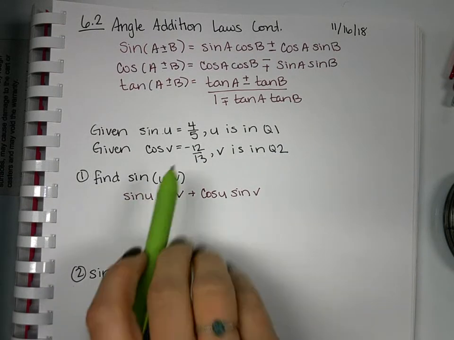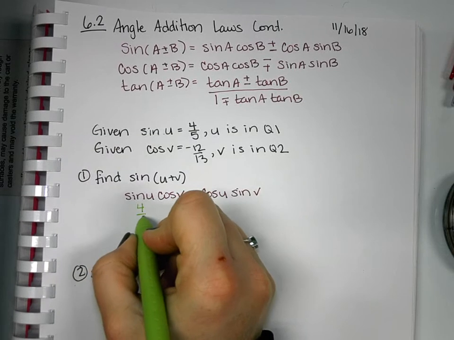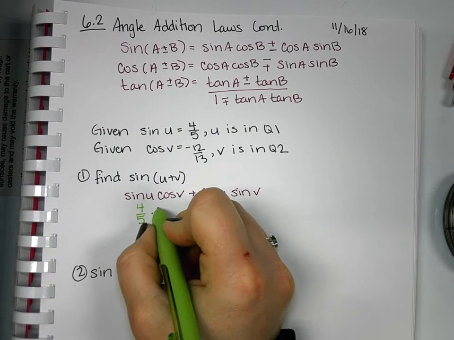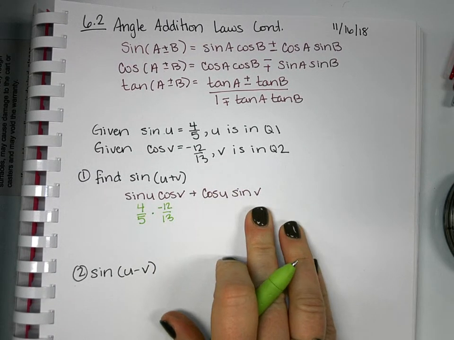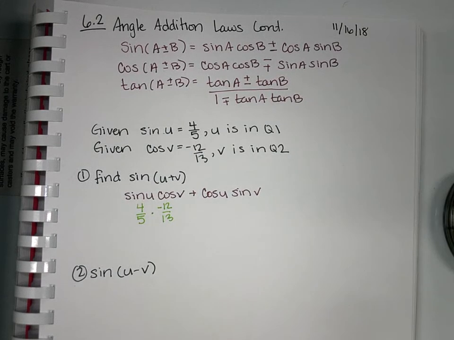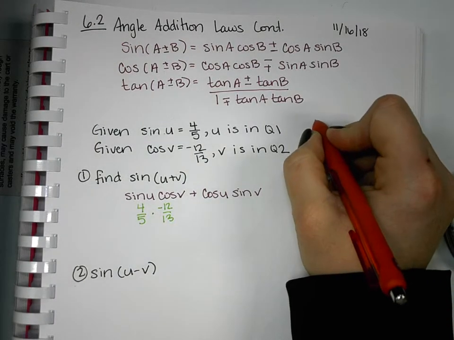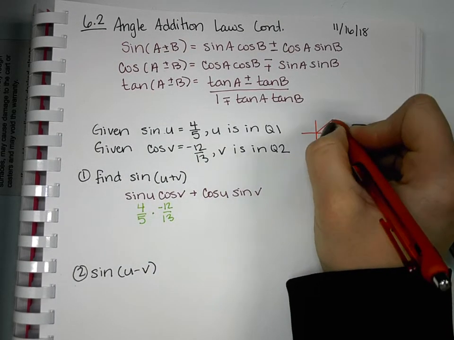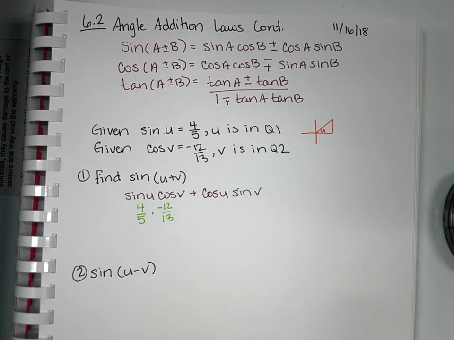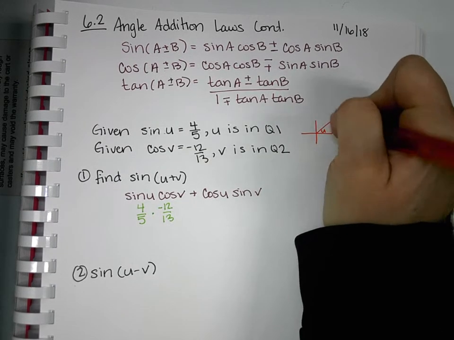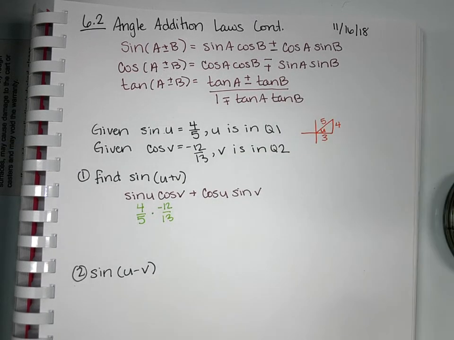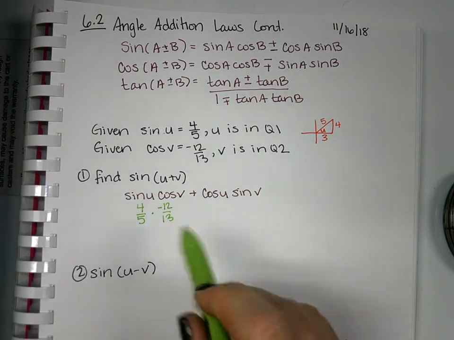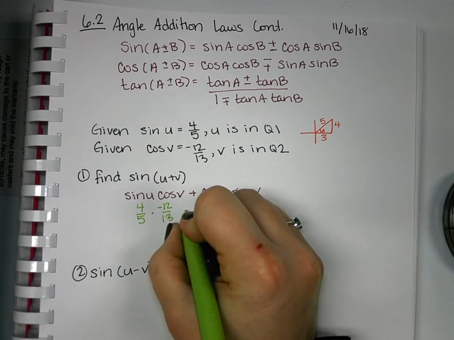From here, I know what sine of U is. It's 4 over 5. I know what cosine V is. It's negative 12 over 13. But I don't know cosine of U or sine of V. That's where coming back up here and drawing out these right triangles for U and V comes in. So for U, I know I'm in quadrant 1. So here's my angle U. My sine, opposite over hypotenuse, I can use the Pythagorean theorem to get my other side. So I can tell you that my cosine of U is going to be 3 over 5.